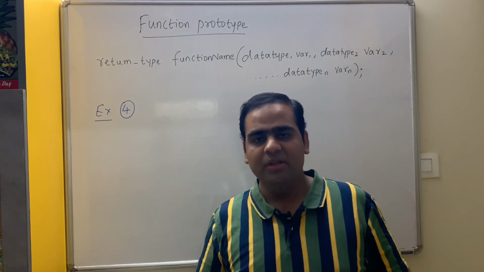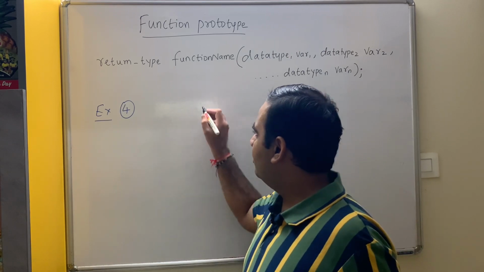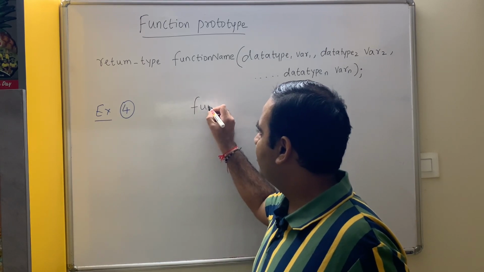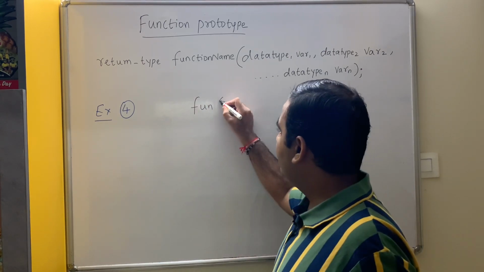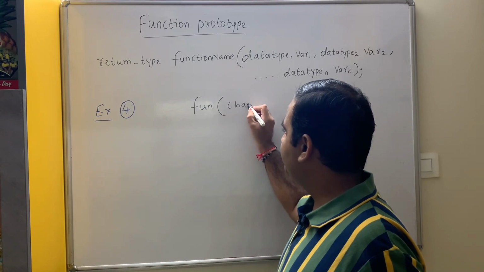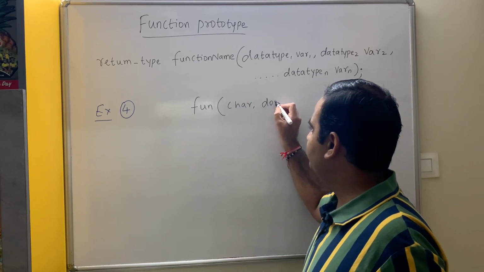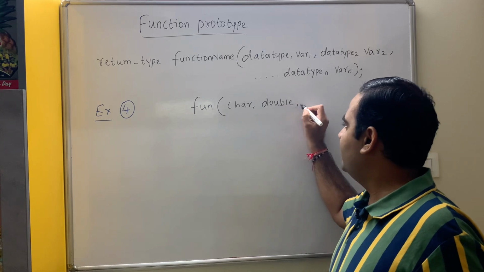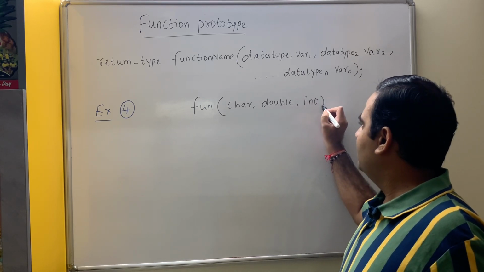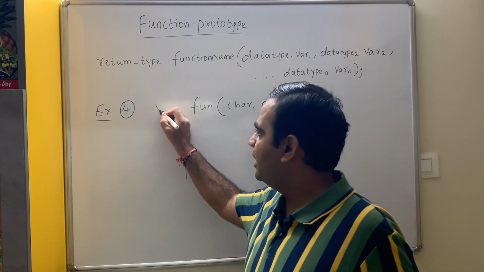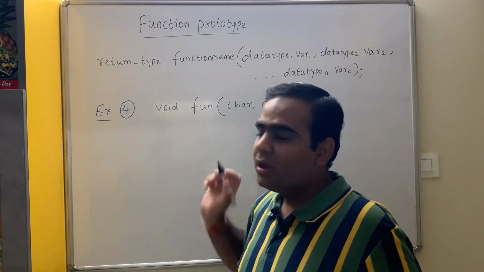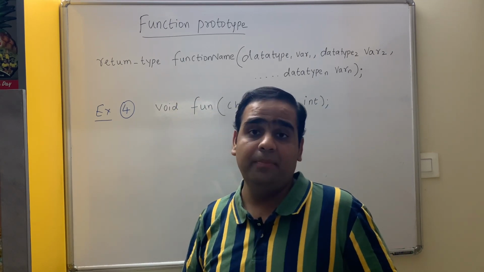Let us see the next example. Suppose I write a function like this, fun. Here I write it as (char, double, int) and we write the return type as void. How are we going to understand this prototype?